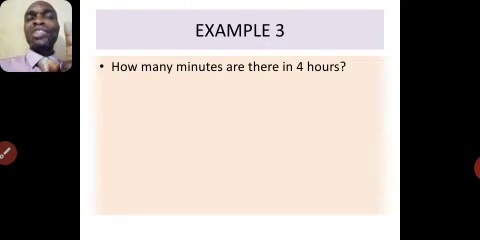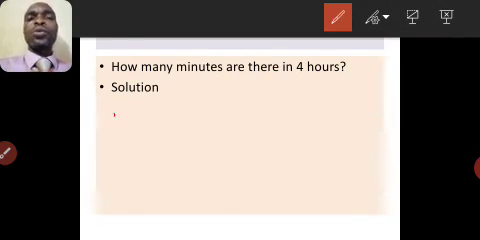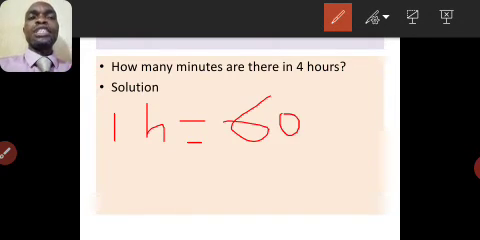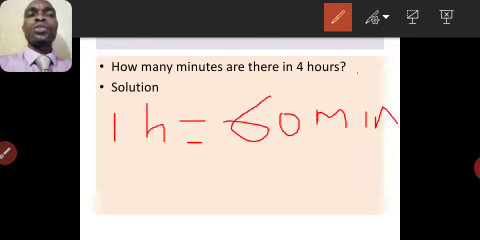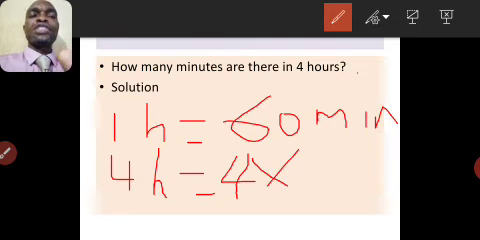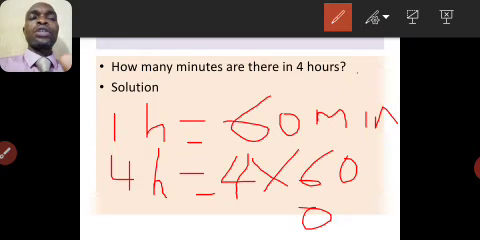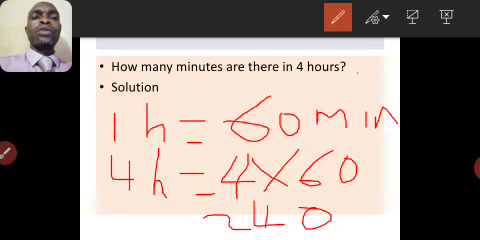Now let's see this example. How many minutes are there in 4 hours? So let's see how we'll go about it. 1 hour is equal to 60 minutes. So 4 hours is equal to 4 times 60, which is equal to 4 times 0 gives you 0. 4 times 6, 24. So that will be 240 minutes.